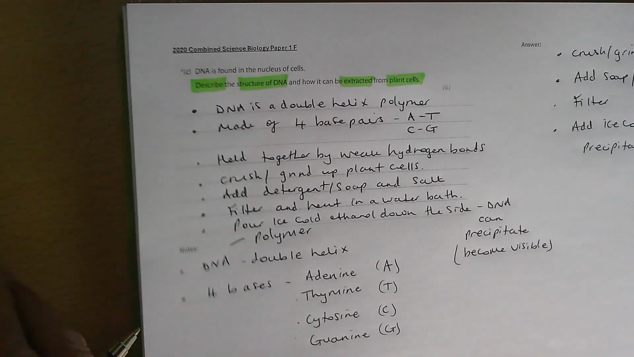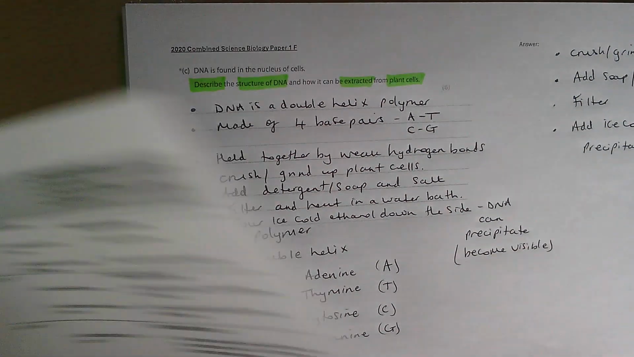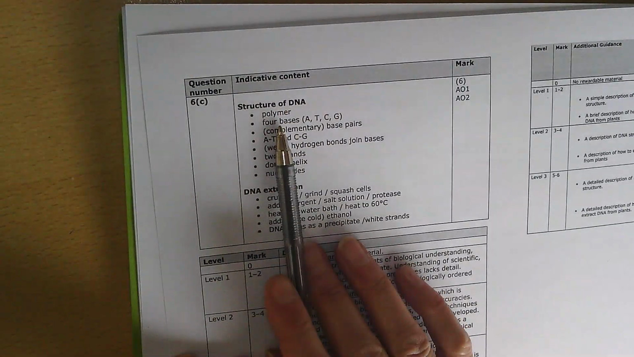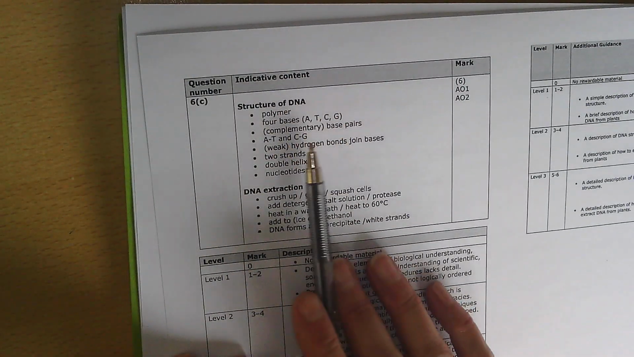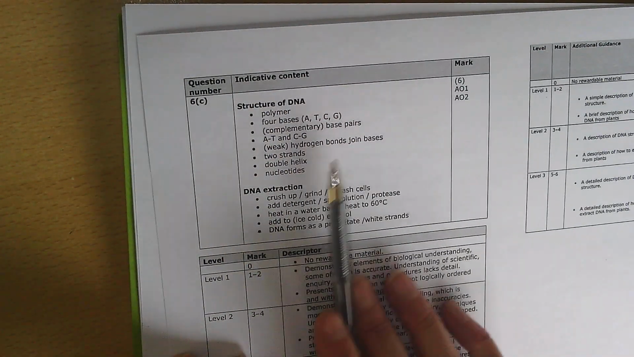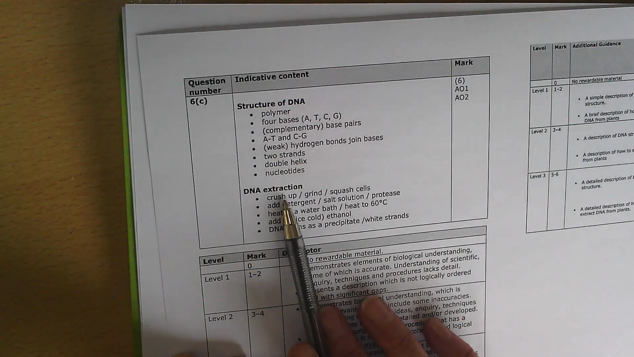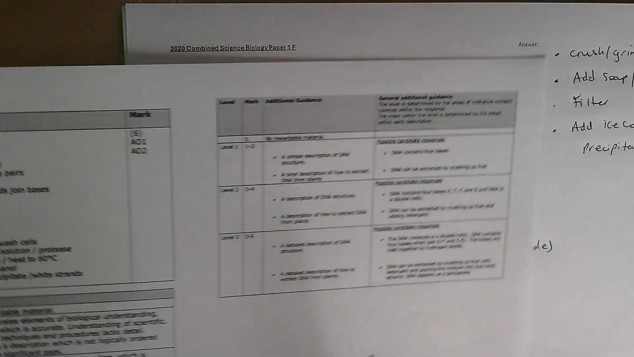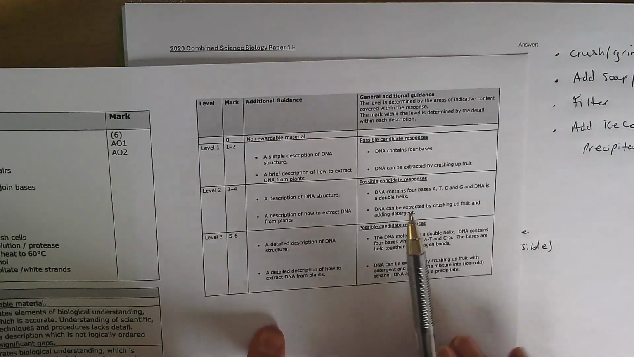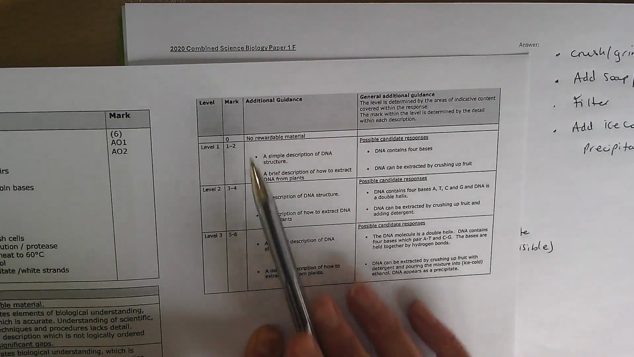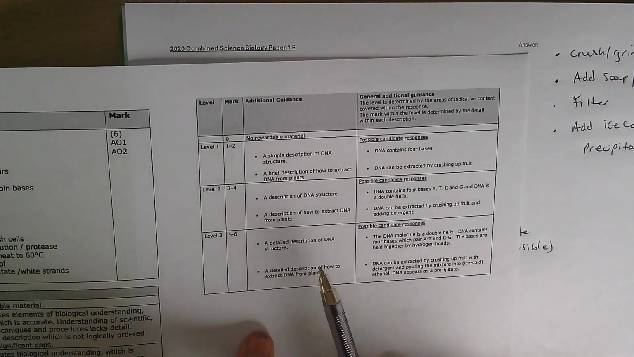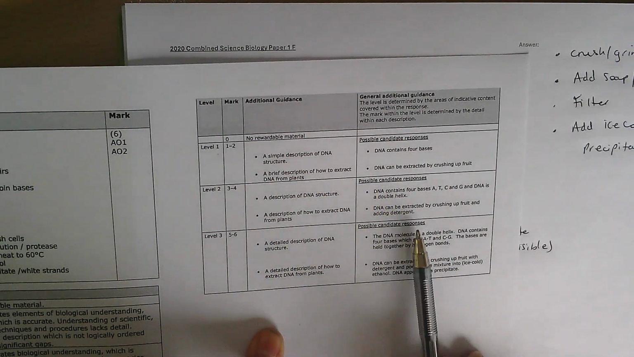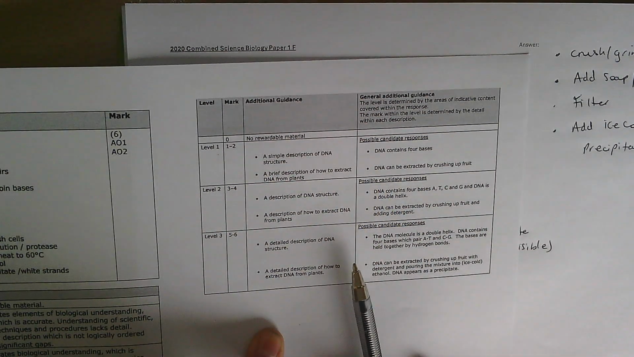So just in terms of the mark scheme, what the examiners are looking for, I'll just show you here for structure of DNA. We've talked about polymer, bases, how they would pair up, weak hydrogen bonds, two strands, and then you've got your DNA extraction on here. And then some additional guidance. You can see here we're aiming for 5 and 6 marks on these questions. So have a bit of a read through and see what you could add to your answer.